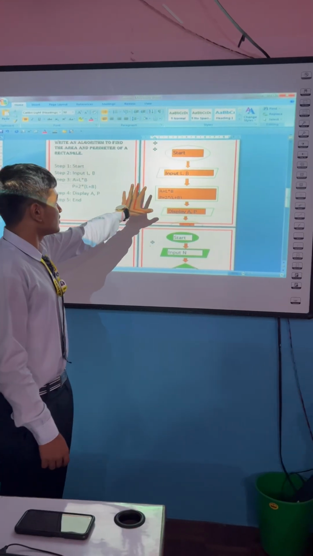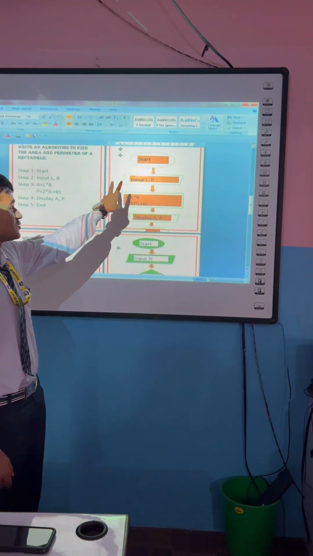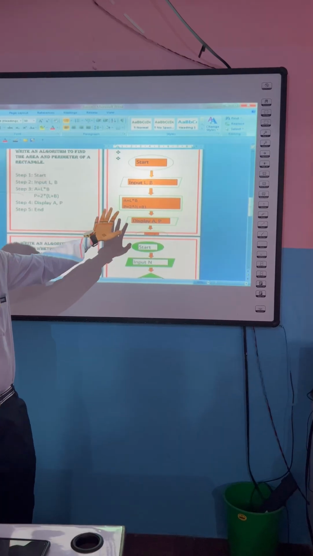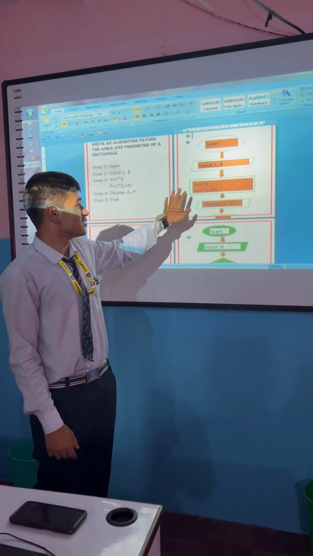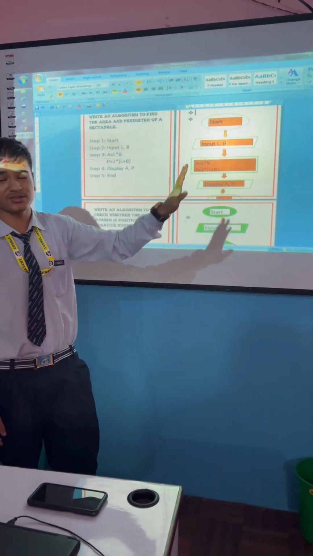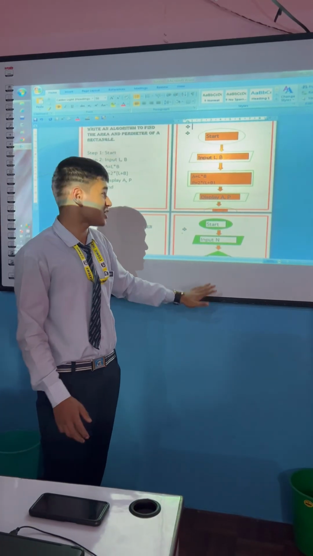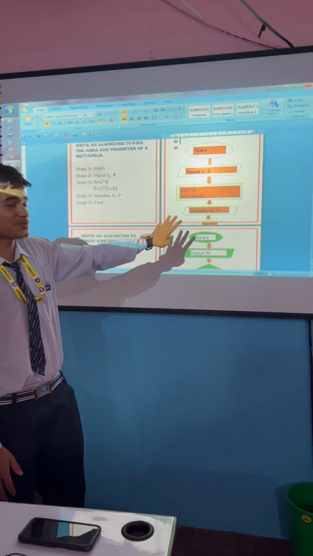And here the flowchart is: first we have to make start, second input length and breadth. Step 3 A equals L into B, and perimeter is 2 bracket L plus B. Fourth, parallelogram, display A and P.